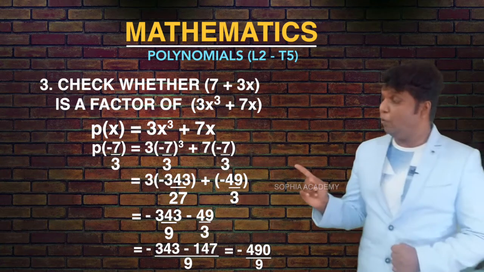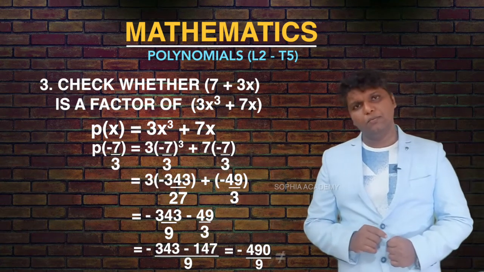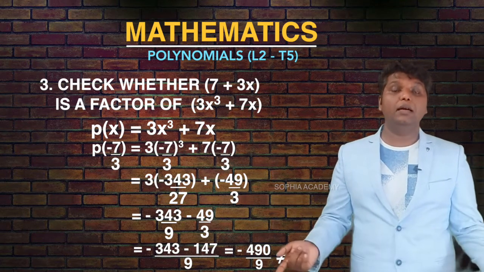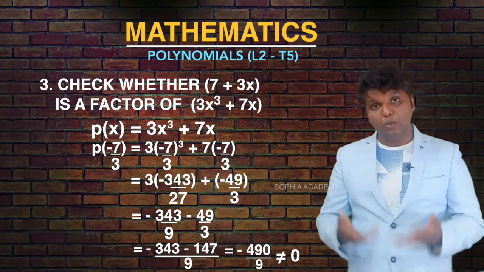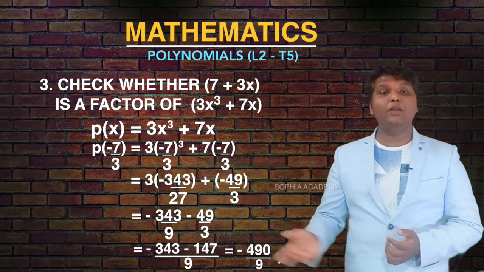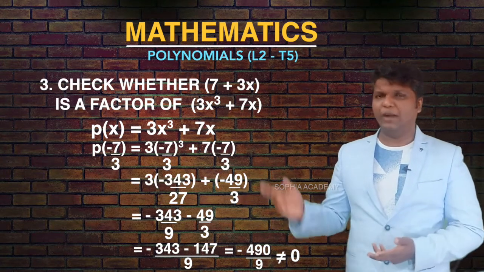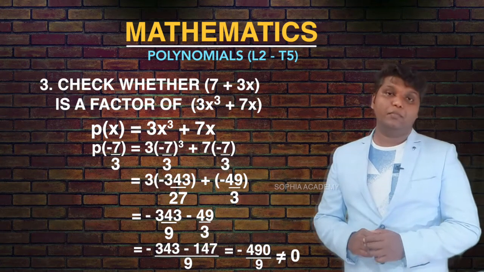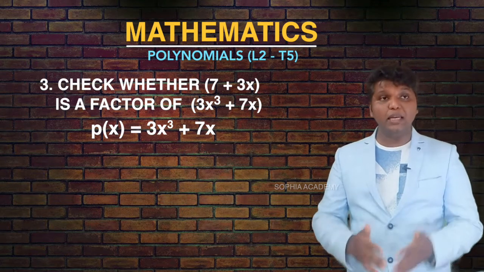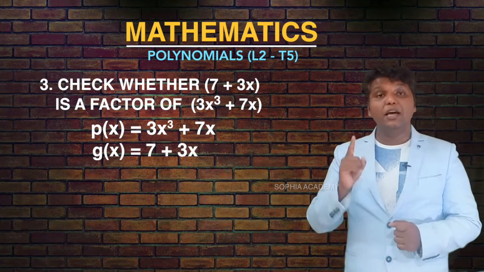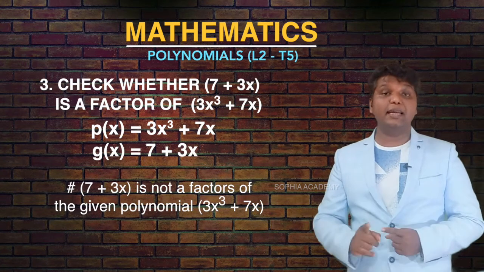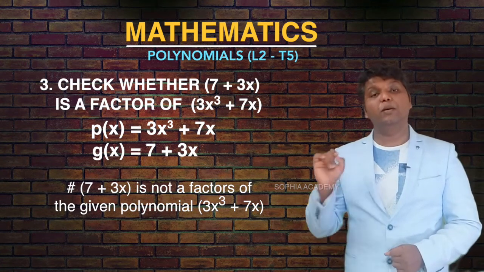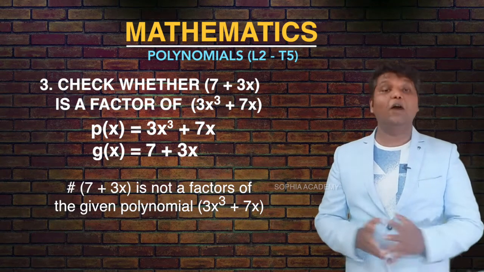See, minus 490 divided by 9, will it become 0? No. If it should become 0, the numerator should become 0. But here the numerator is not 0, which means the value is not equal to 0. So there is no need to find the final answer; you can stop here and say this is not equal to 0. Therefore, we conclude that 7 plus 3x is not a factor of the given polynomial 3x cube plus 7x. This is how we have to check.